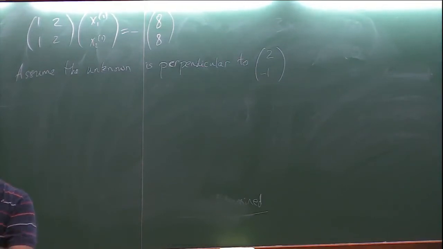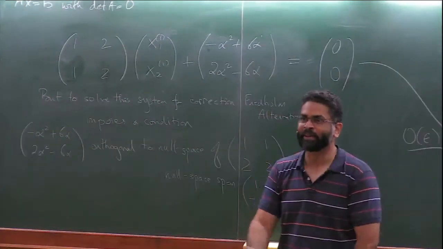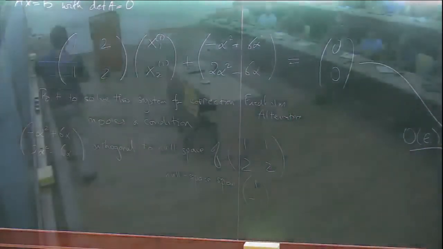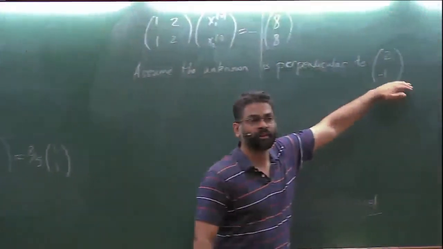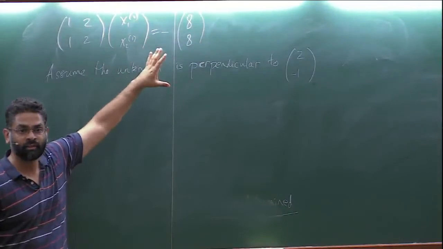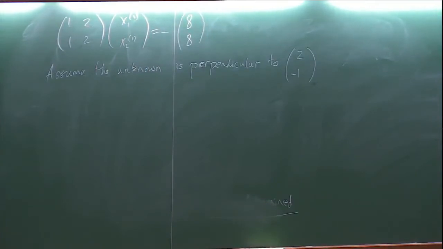It's not an issue. The Fredholm alternative only gives us the right condition to generate solutions. It doesn't pick a solution uniquely. You still have a null space, and you can still add anything in the direction of the null space. So I can always add some number times this vector to x21, and it'll still satisfy this equation. So now I'm assuming that my unknowns are not in the direction of 2 minus 1. That's a reasonable thing to assume since x10, x20 is in the direction of 2 minus 1.